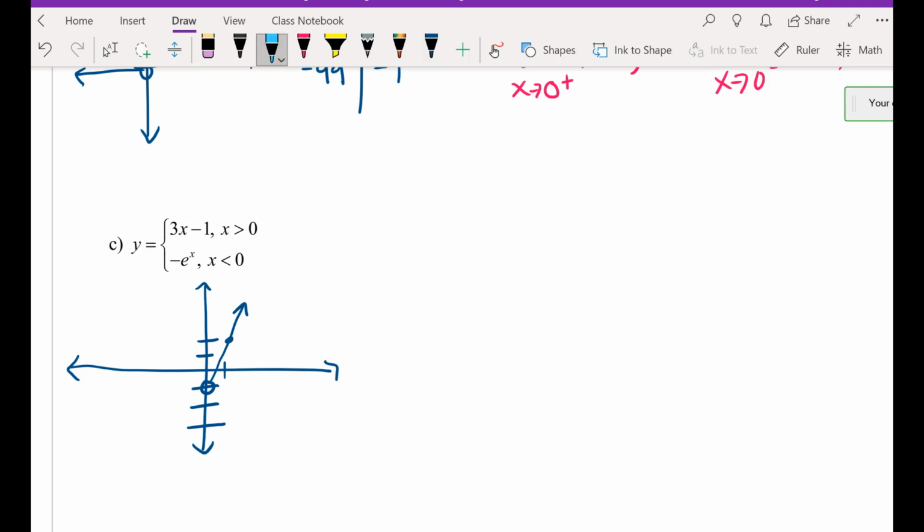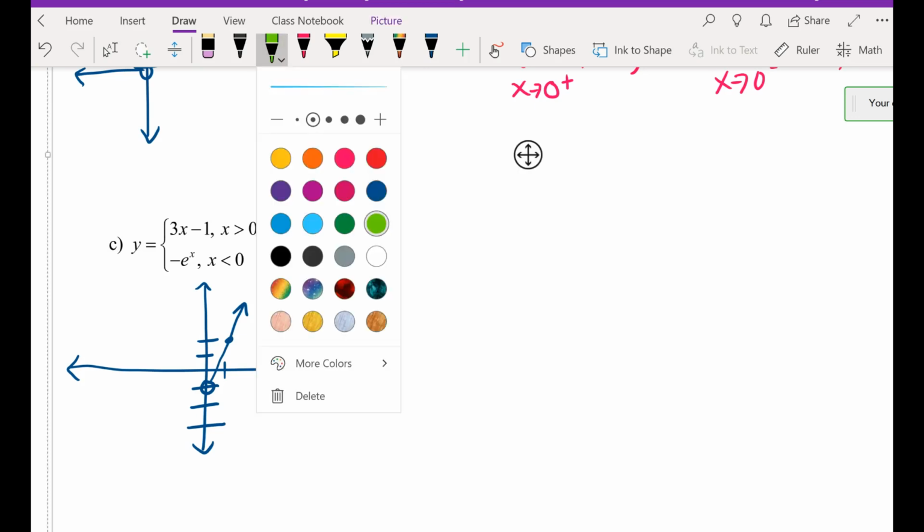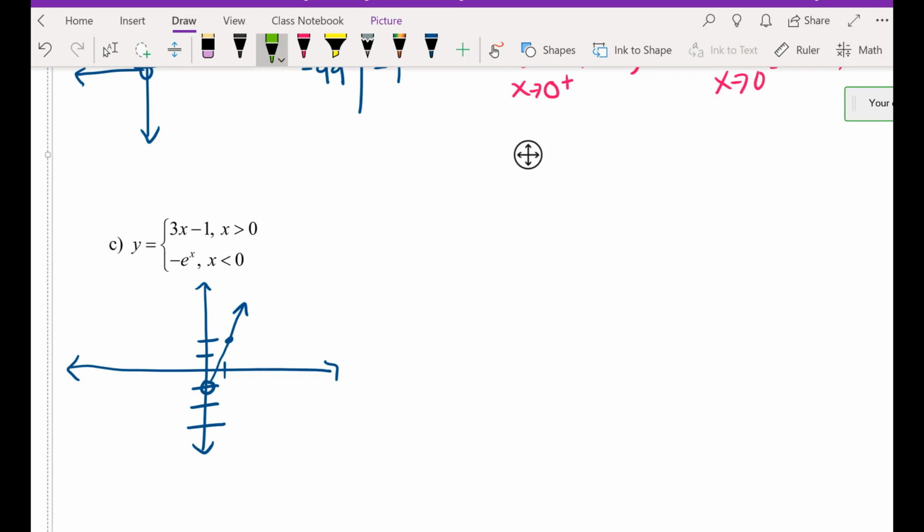Then the second one, I'm also going to pick 0. What happens when you have e to the 0? It's 1, but 1 times a negative is? Negative 1. And I'm going to pick negative over here because it's less than. What happens when you have negative e to the negative 1? Is that the same thing as negative 1 times 1 over e to the positive 1?